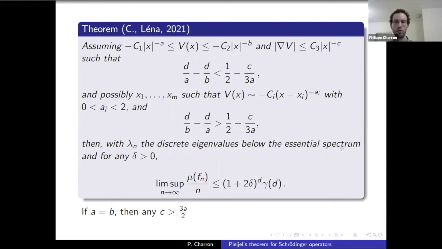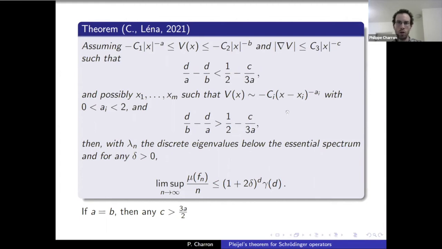So if you're below the essential spectrum, you have Pleijel's theorem with this constant, which is multiplied by 1 plus 2 delta over d to the d, which is exactly the same method. And if a equals b, then any c over 3 over 2 a. Also, again, because we're dealing with negative exponents, we have a positive inequality here instead of a reverse inequality on the other side. So it was c less than 3a over 2, now it's c more than 3 over 2.